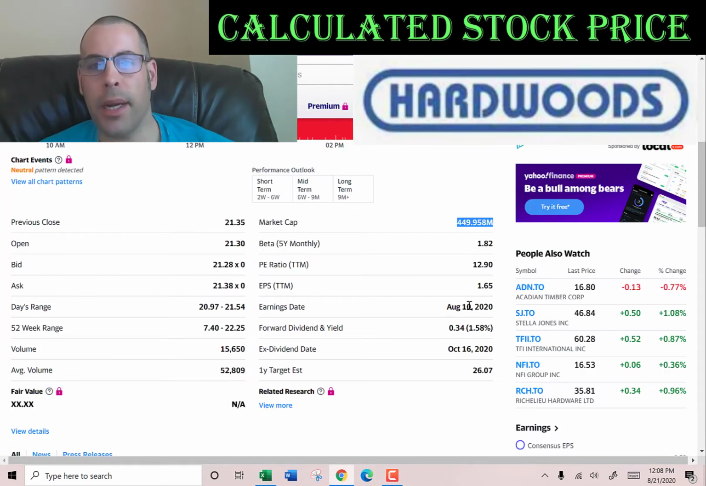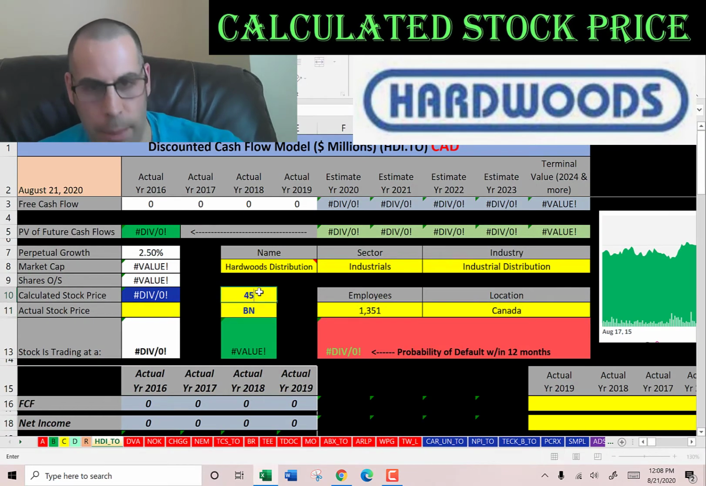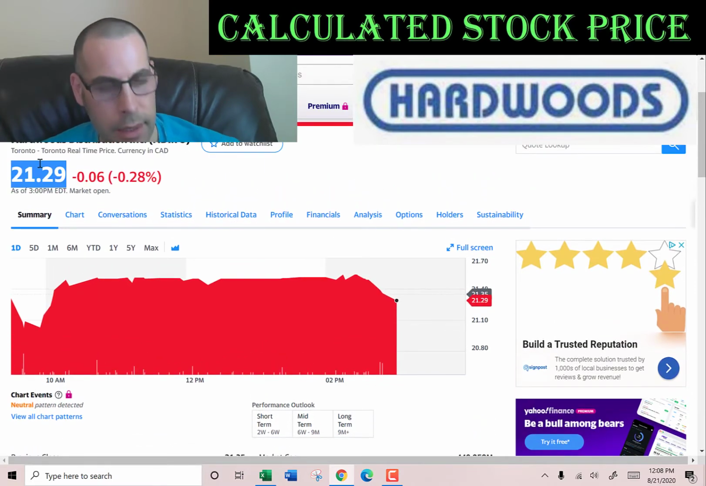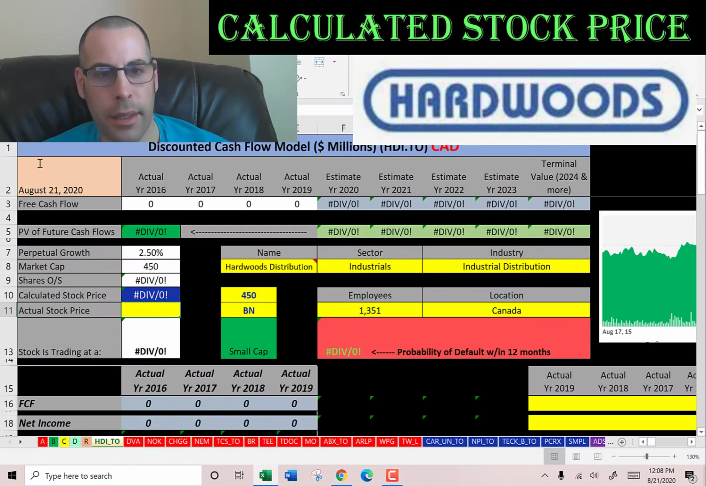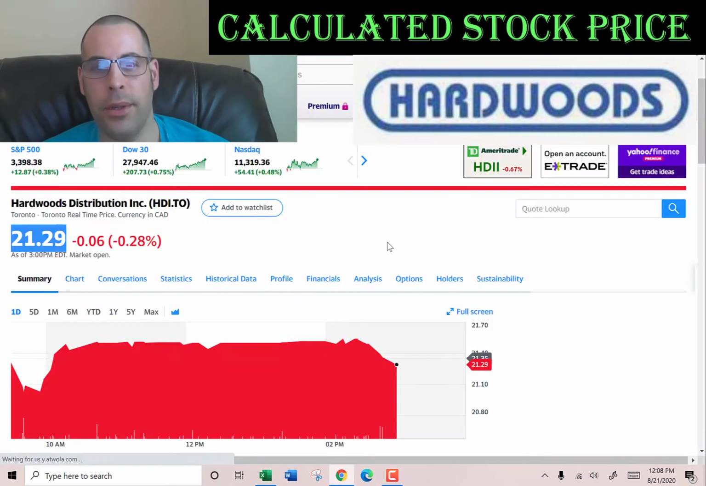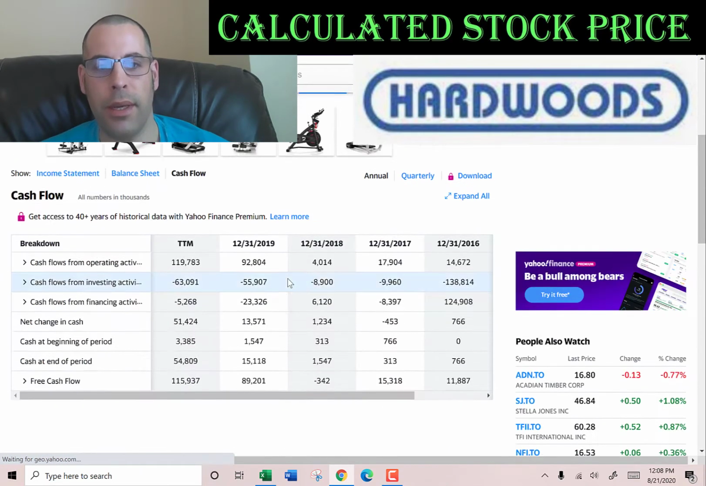This company has a market cap of $450 million. So they're a small cap company. Let's see what they're trading at. $21.29, so that's one share of stock. And the way you value a company is you estimate the future free cash flows and then you discount that number back to today's value. That's what we're doing in this video.